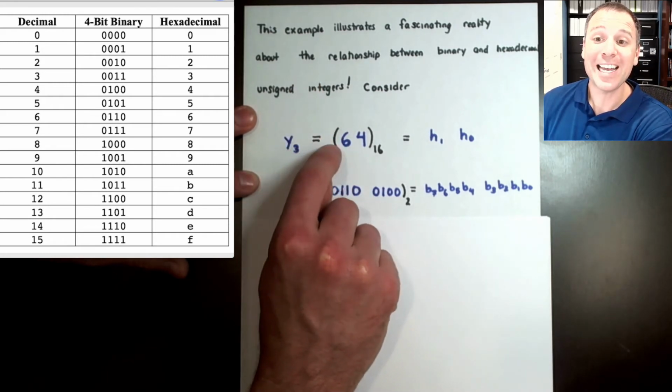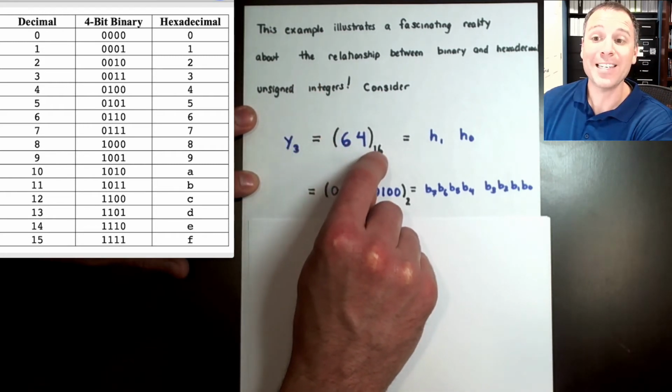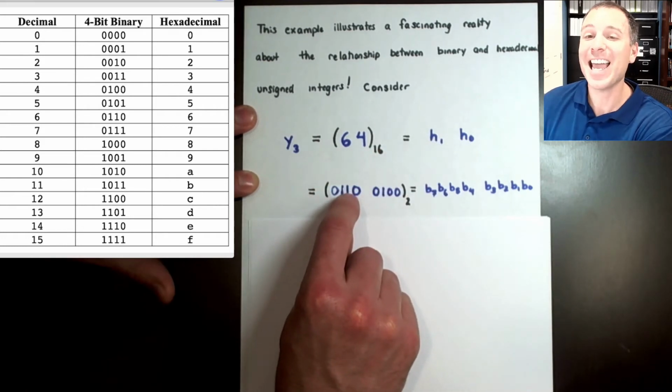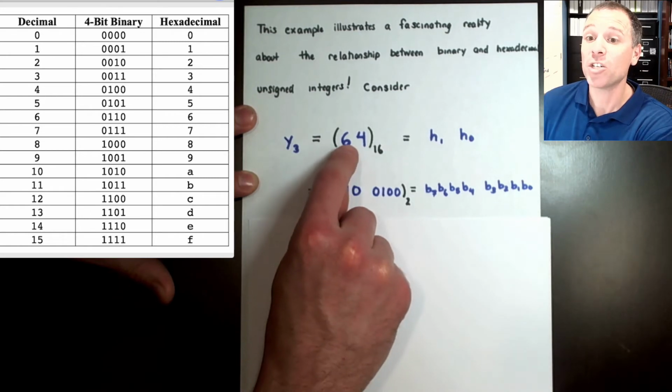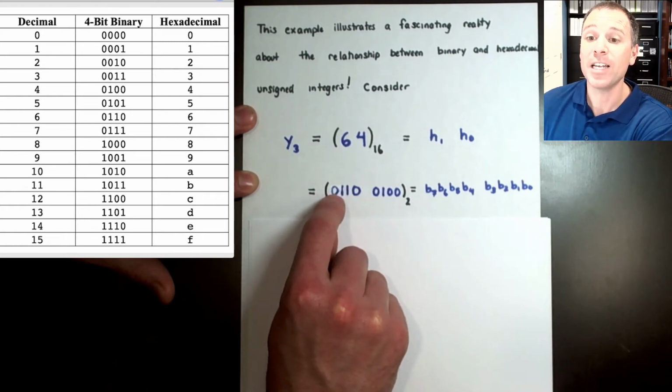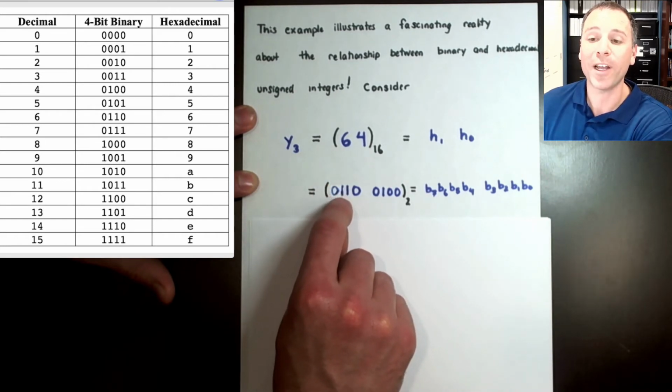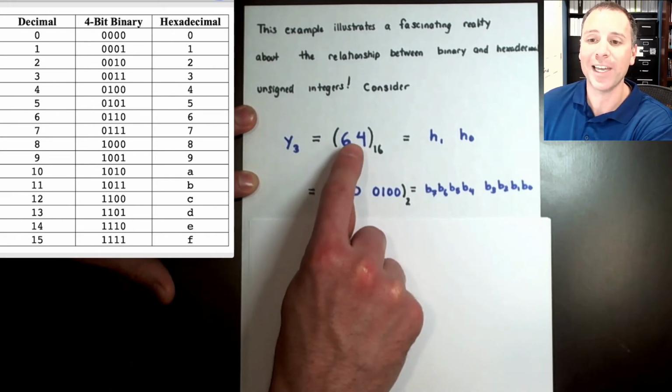Notice that we could say that the 64 base 16 has 2 hexadecimal digits. Now pretend I was going to write that as an 8-bit string of binary digits. So 6 in binary would be 0110. We could see that from our table on screen, or we could recognize that 4 plus 2 is 6.